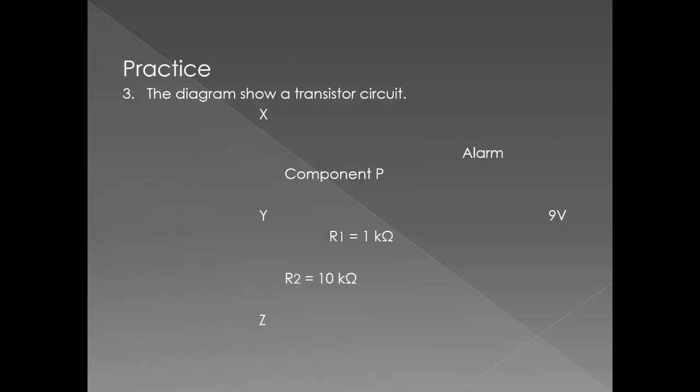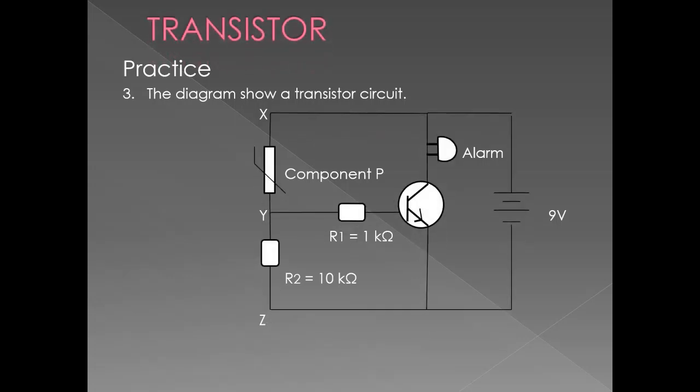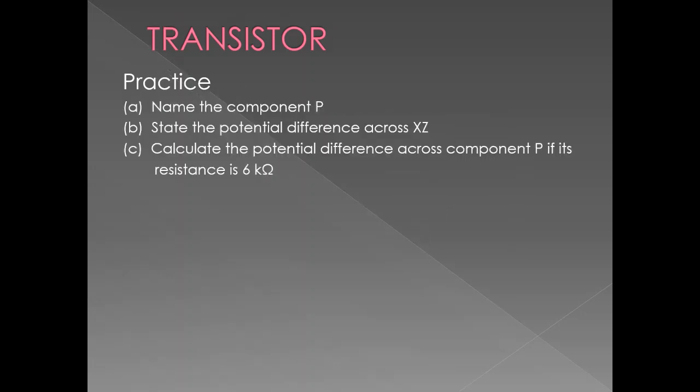Practice number 3. The diagram shows a transistor circuit. Okay, they have the transistor. The question is, name the component P. B, state the potential difference across X, Z. And C, calculate the potential difference across component P if its resistance is 6 kilo ohm.